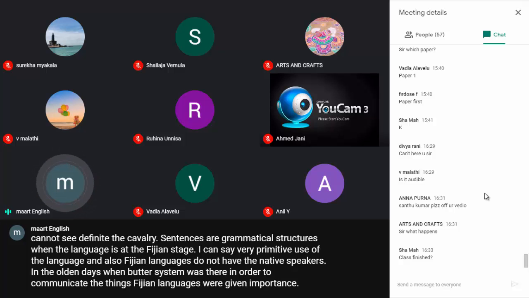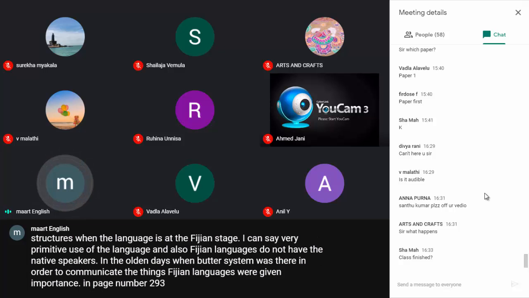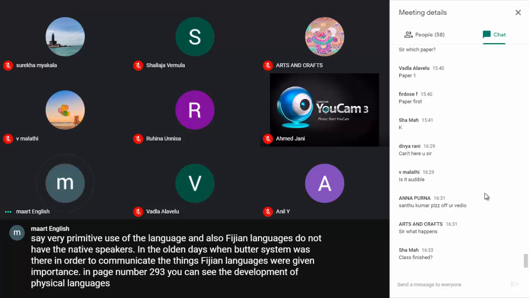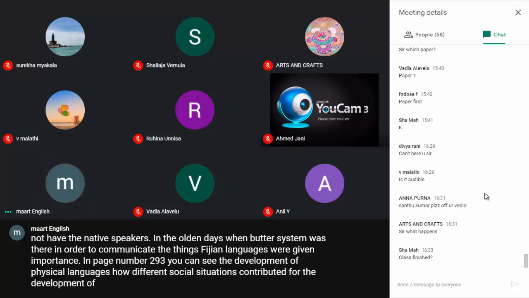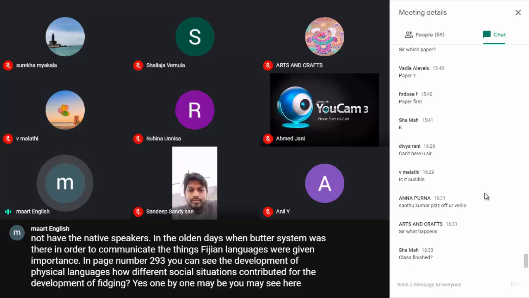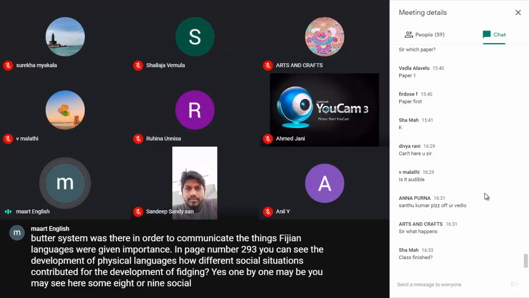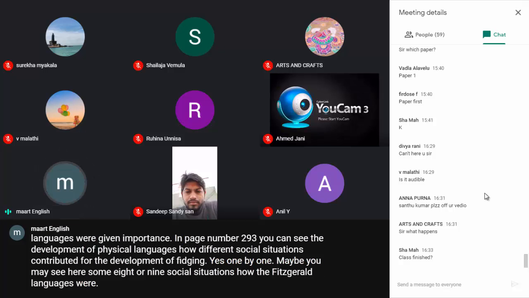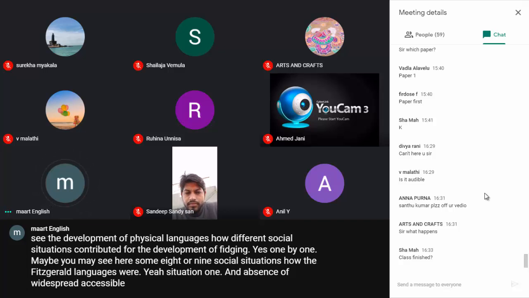On page number 293, you can see the development of pidgin languages, how different social situations contributed to the development of Pidgin. One by one, you may see here some 8 or 9 social situations in which the Pidgin languages developed. Situation 1, an absence of widespread accessible interlanguage.